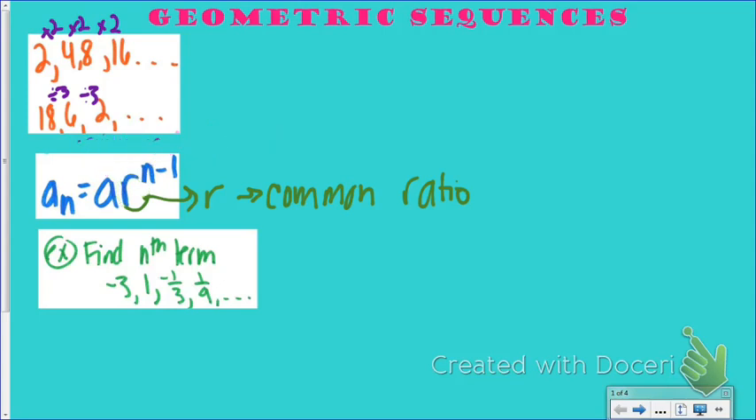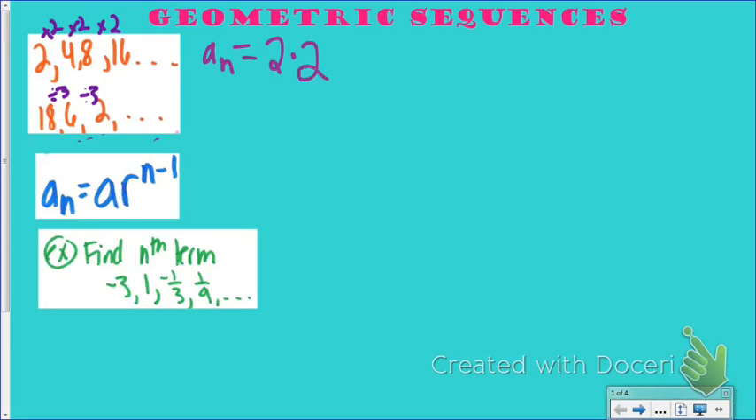Okay, so we can use this to help us on that first example. If I want to figure that out, I want to find my nth term. So the nth term on that example would be a sub n equals my first term, which is 2, times my common ratio, which is 2, to the n minus 1. And that's how I'd write my nth term.